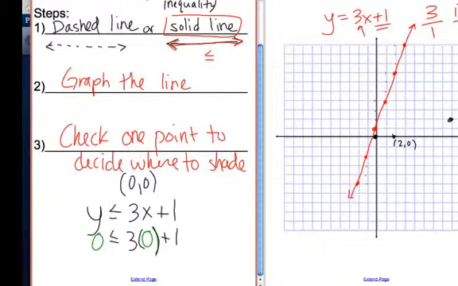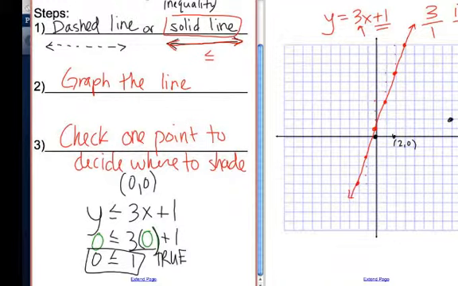So I plugged in 0, 0, and I'm going to check if this is a true statement. So let's see, the left side is just 0. I'm checking if it's less than or equal to 3 times 0 plus 1, which is 1. 0 is nice because it's easy to multiply by 0. I look at this statement and decide if it's true. Is 0 less than or equal to 1? Yes, it's true. So that means 0, 0 is a solution.